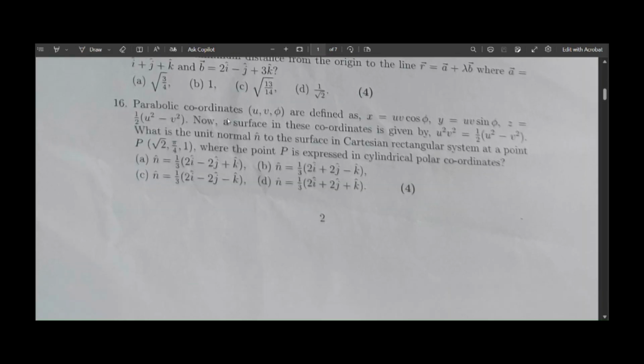Parabolic coordinates u, v, φ. Question number 16. Parabolic coordinates u, v, φ are defined as x = uv cos φ, y = uv sin φ, z = ½(u² − v²). Now a surface in these coordinates is given by u²v² = ½(u² − v²). What is the unit normal to the surface in the Cartesian rectangular system at a point P expressed in cylindrical polar coordinates?